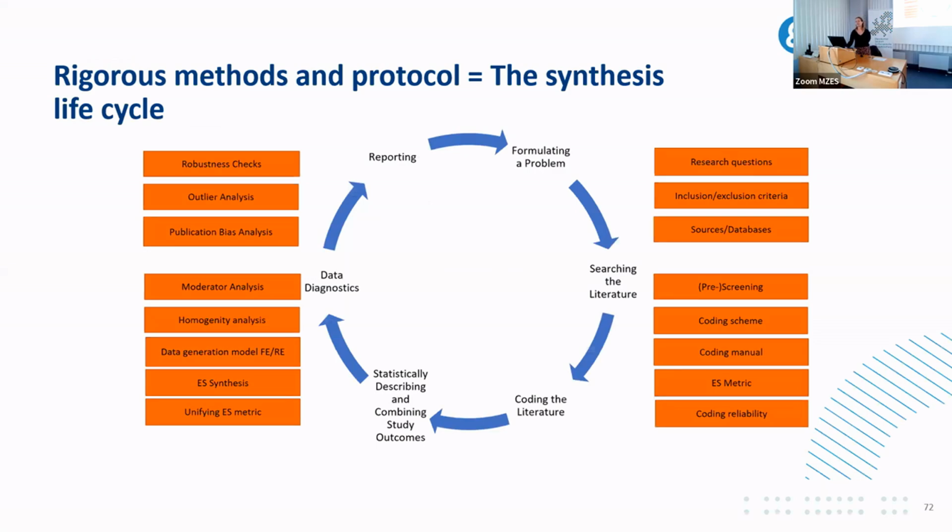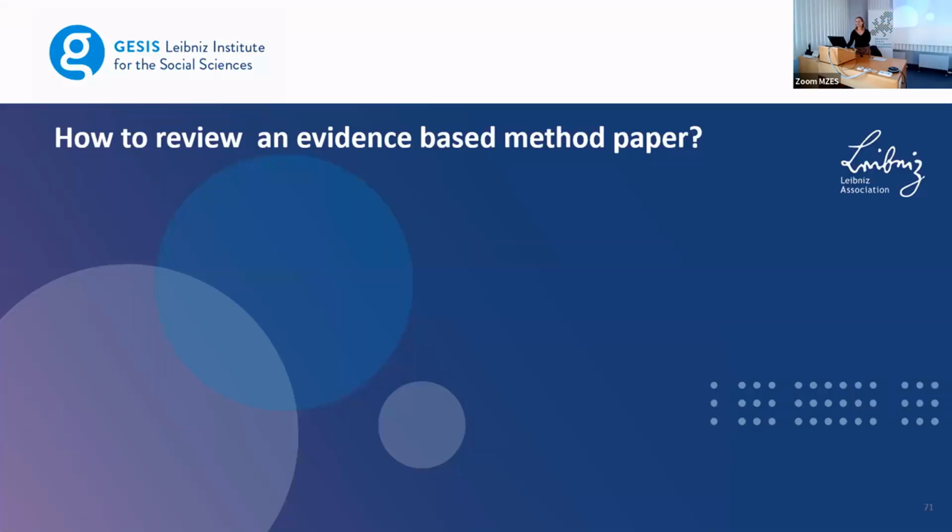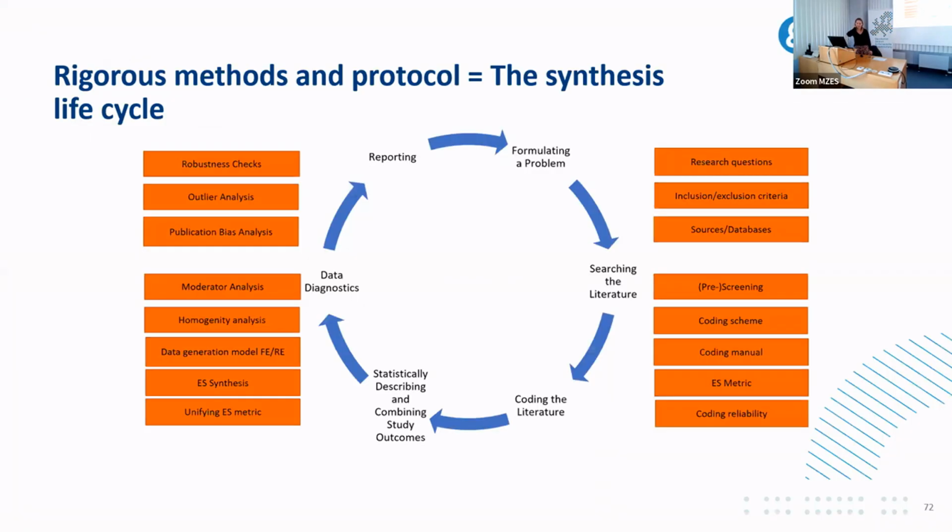Again, the synthesis life cycle, and then the question of how to review an evidence-based methods paper. If I write a review on one of these papers, I always have the synthesis life cycle in mind. I go through each and every step and ask what can go wrong, and then I check the paper for what could have gone wrong. This is how I write a review for a journal.